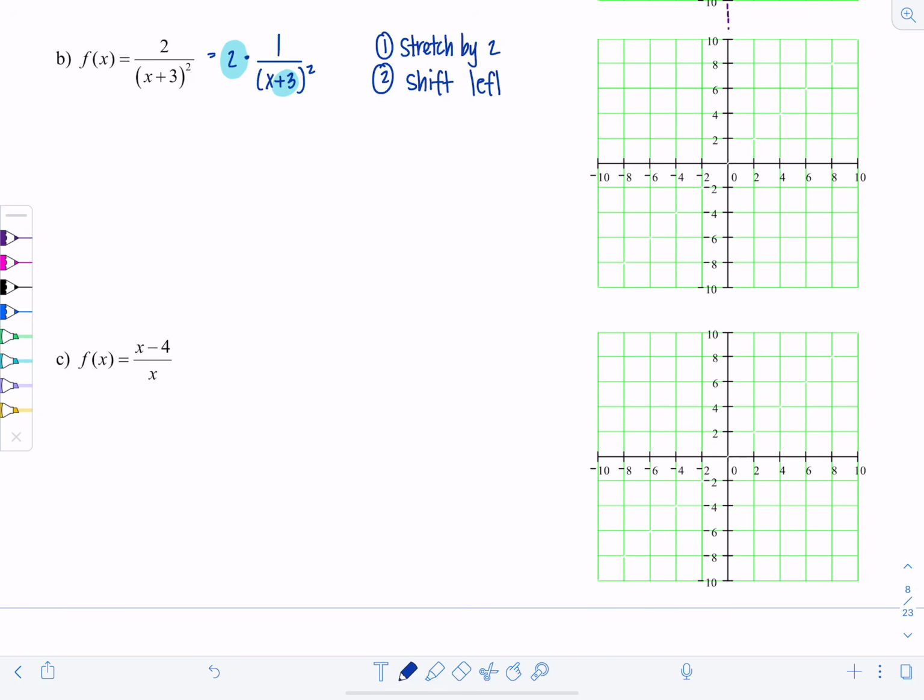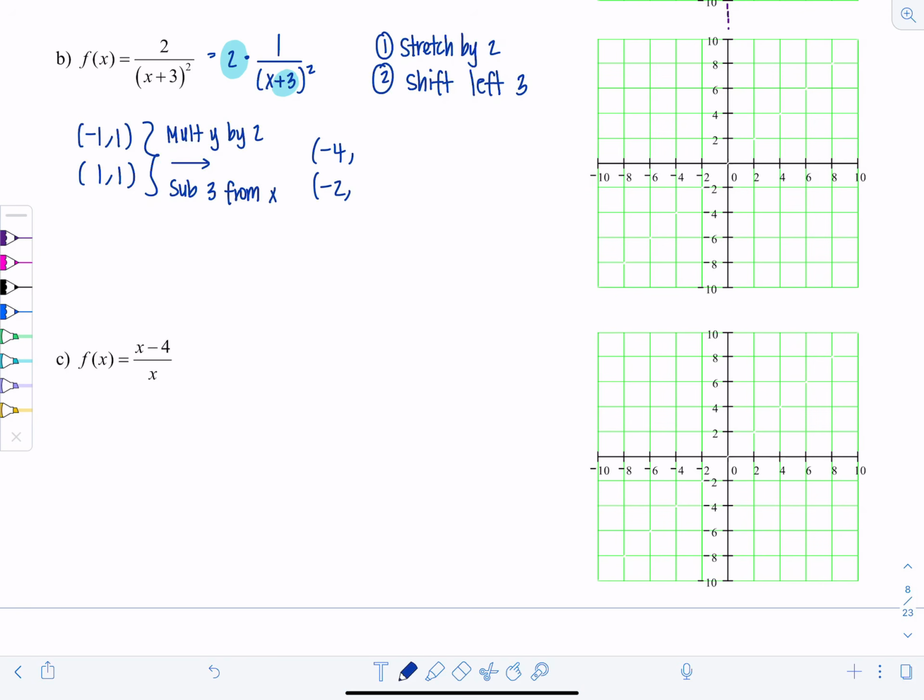Same parent function, so same key points. So we have negative 1, 1, 1, 1. If I stretch by 2, I'm going to multiply y by 2. And I can do the shifting at the same time because it's affecting the x coordinate. So since they're affecting different coordinates, we're fine. And then I'm going to subtract 3 from x. So let's see. New x coordinates, if I subtract 3, are going to be negative 4 and negative 2. And then if I multiply y by 2, they're both going to be 2. 2, 2. Okay. Looks good.